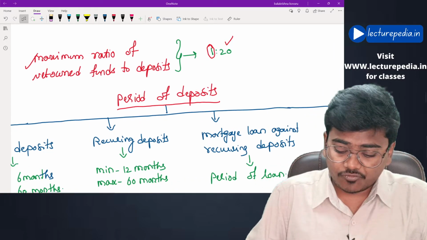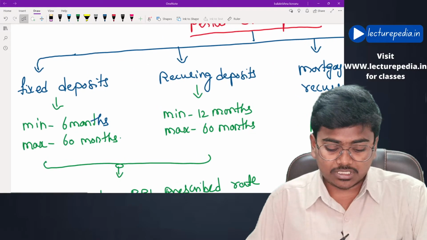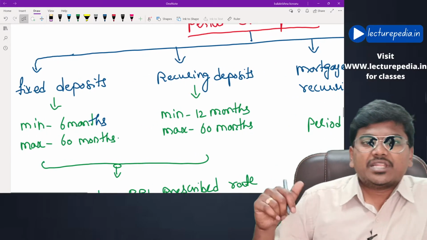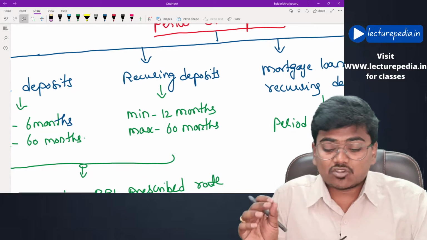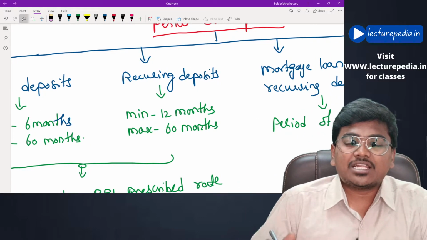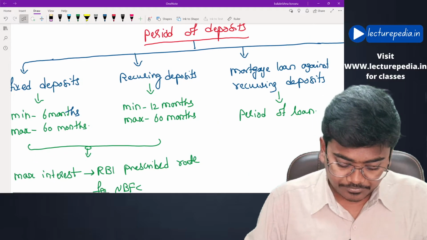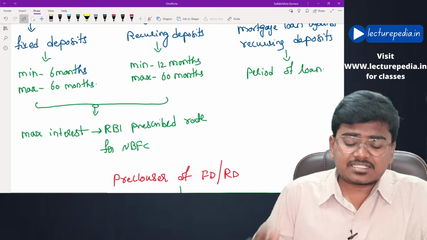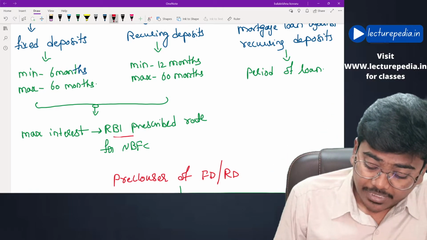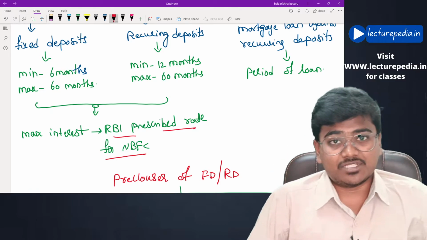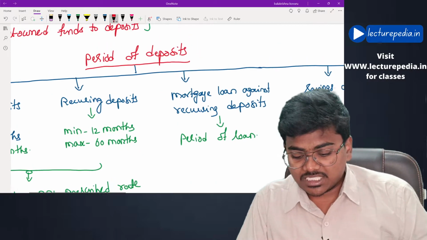Next, period of deposits. In case Nidhi is accepting fixed deposits, then the minimum period can be 6 months and the maximum period can be 60 months. In case of recurring deposits, minimum period can be 12 months and maximum period can be 60 months. And maximum interest rate that Nidhi can offer on these deposits is RBI prescribed rate for NBFCs. Okay, that is a maximum interest rate that Nidhi can offer on these deposits.